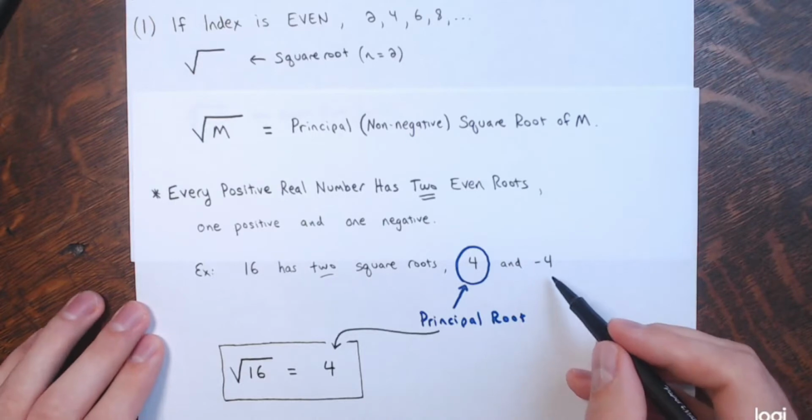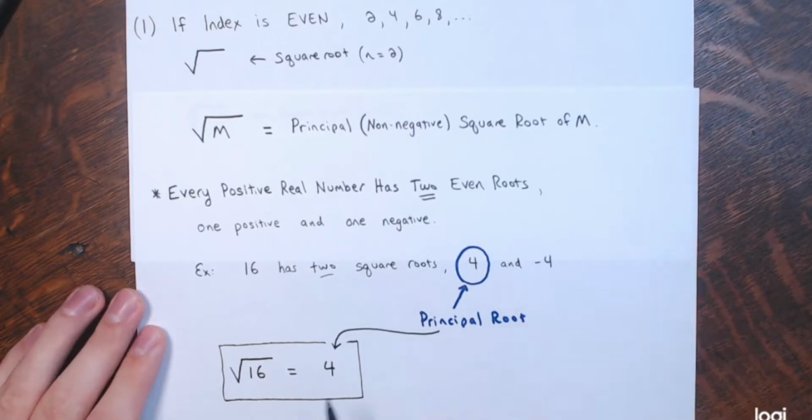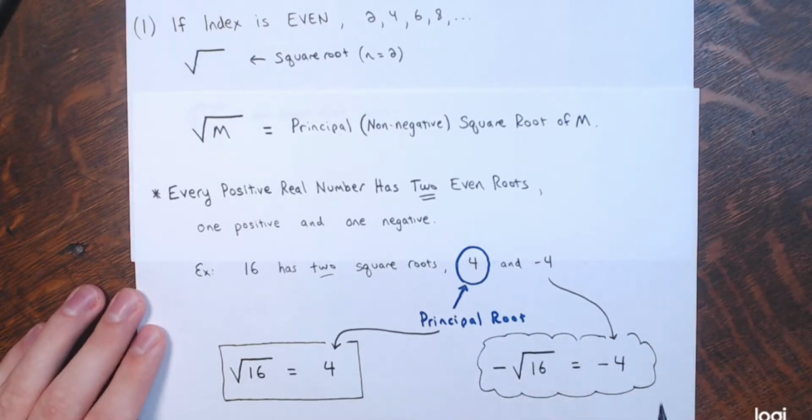If you wanted the negative square root, you would just put a minus sign in front of the square root symbol. So the negative square root of 16, or the opposite of the principal root of 16, is negative 4. That's where the negative 4 would go. These are not both the same root.